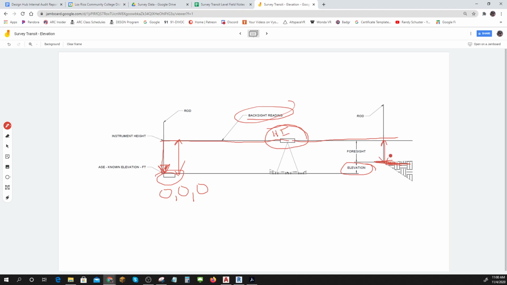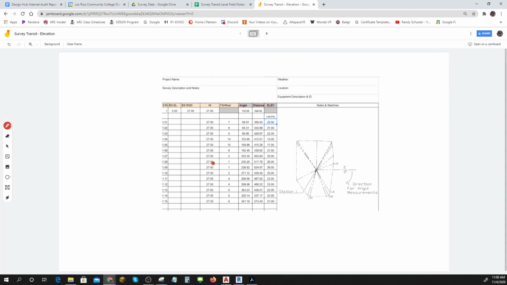Height of the instrument minus my rod reading. And that one's called a foresight. I'm looking forward to new data. My backsight is looking backwards to other data. So let's see how that looks on here.